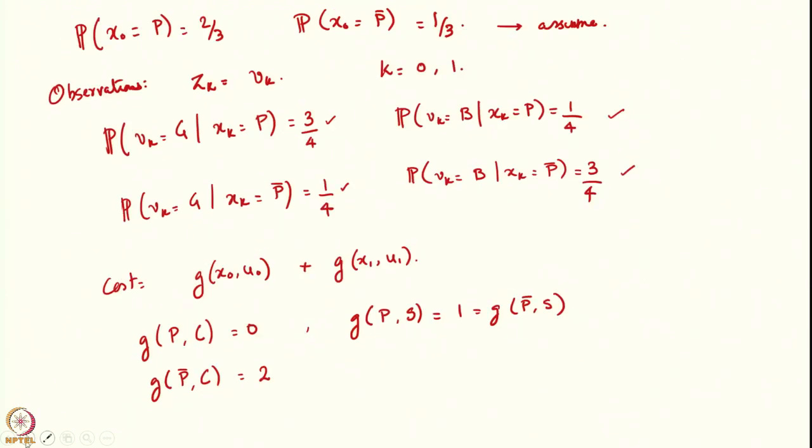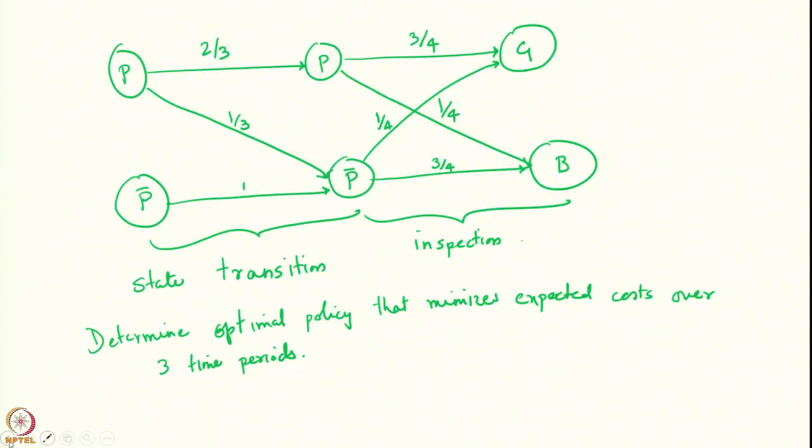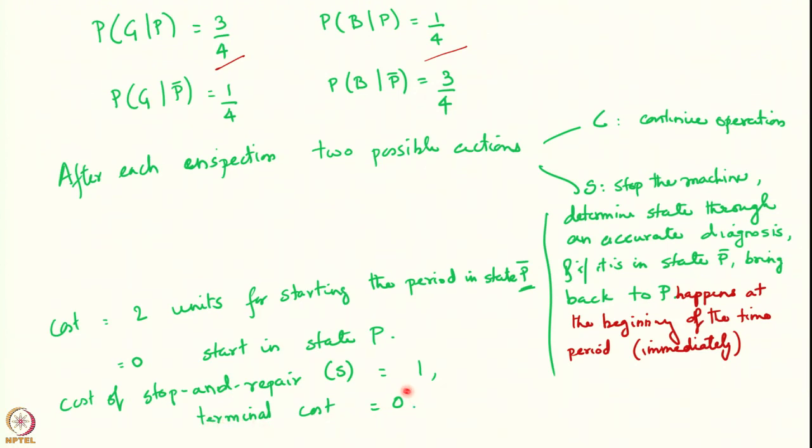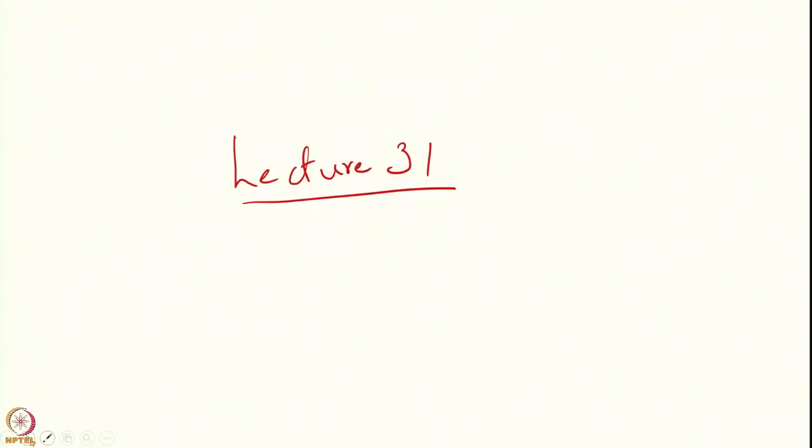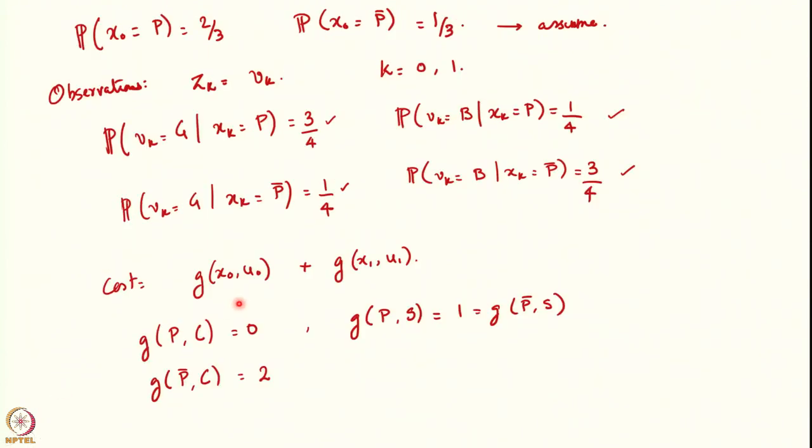We also had observation equations. The observation equations were written as z_k equal to v_k, and they told us the probability with which we got a good result or a bad result out of the inspection given the state of the machine. The total cost that we had was a sum of two stage-wise costs. Recall that the terminal cost is 0 here, so we only have stage-wise costs. The cost is a function of the state that you are in and the control action that you choose.